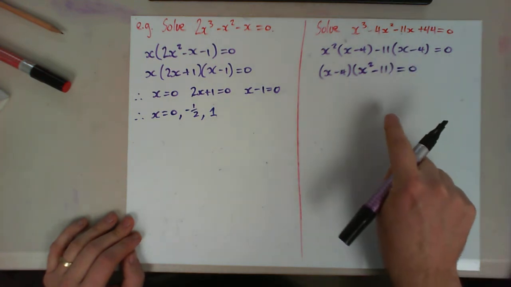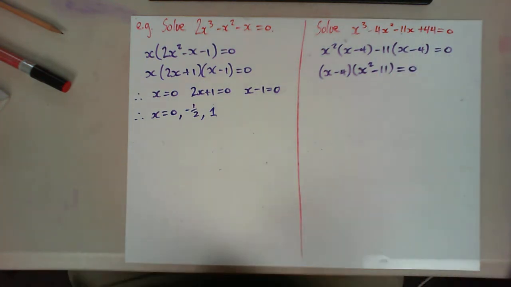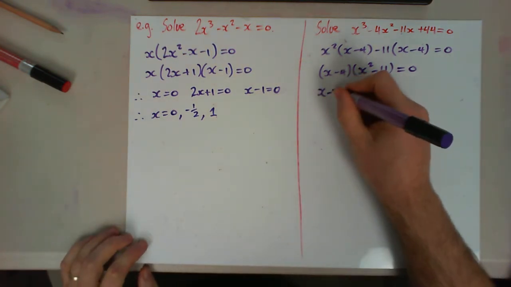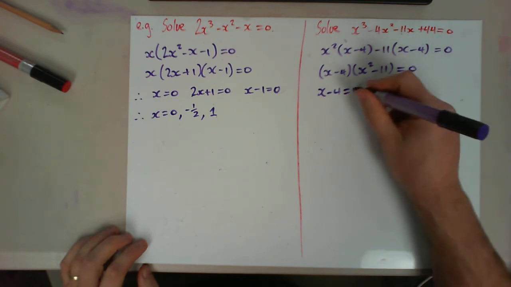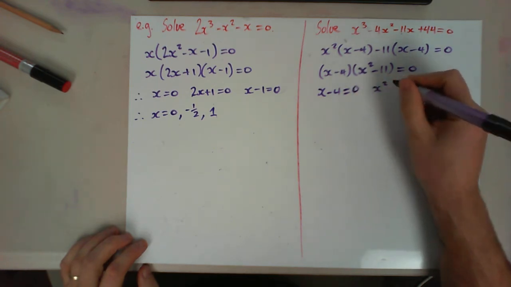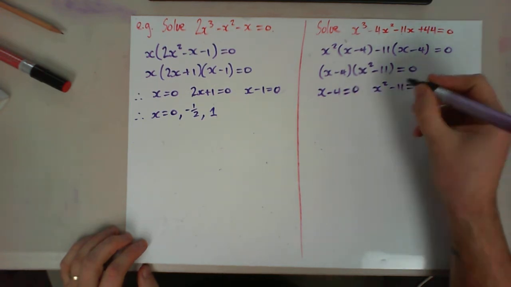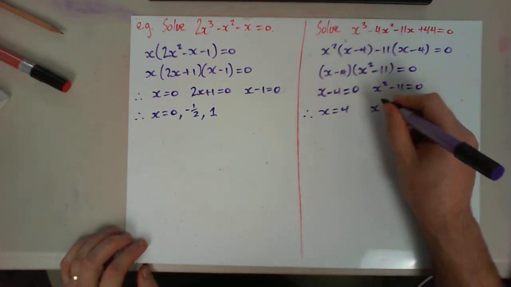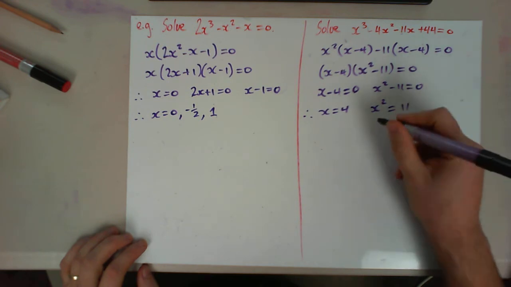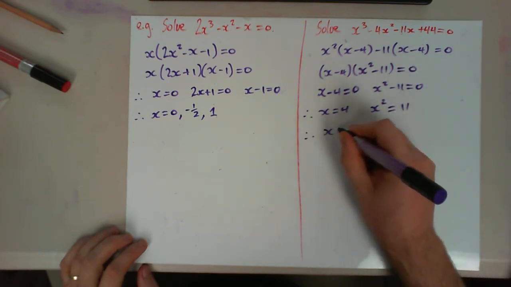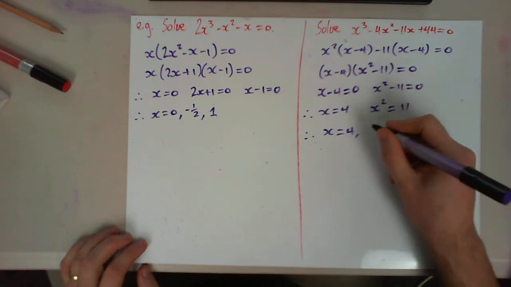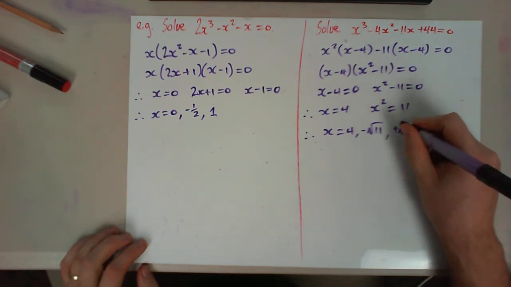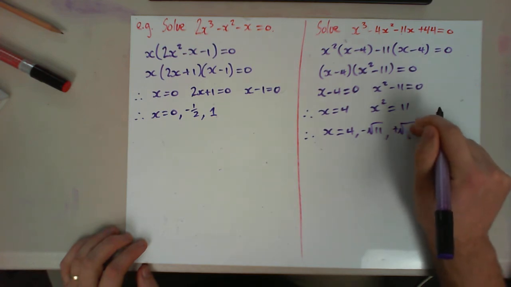We can go a little bit further with this, but we can just leave it till later because it doesn't really matter. Again, null factor law: x − 4 = 0 or x² − 11 = 0. Therefore x = 4, or in this case x² = 11. We need to take the square root of it, and remember that we need negative root 11 as well as positive root 11 as our possibilities there.